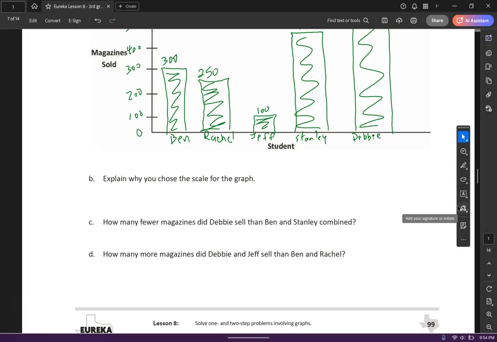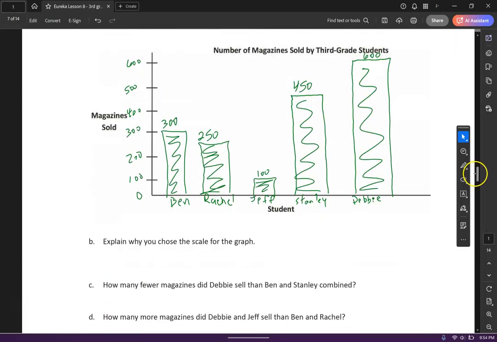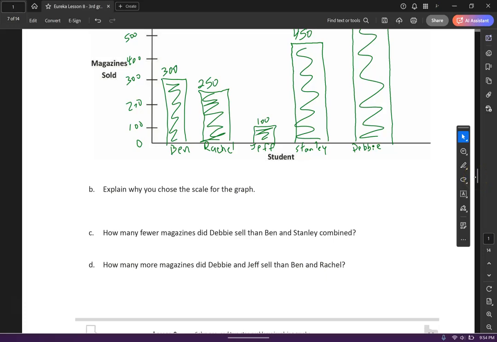B, explain why you chose a scale for the graph. Okay, on the side, the numbers, that's the scale. They want to know why we chose that. Well, we chose that because the numbers would work counting by hundreds. So we'll say because counting by 100s works.